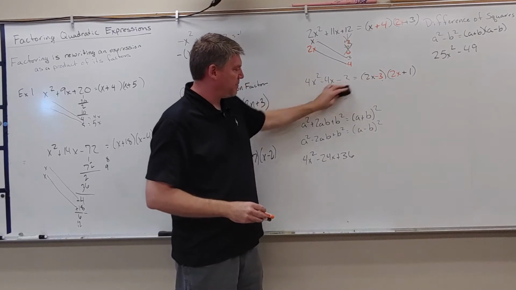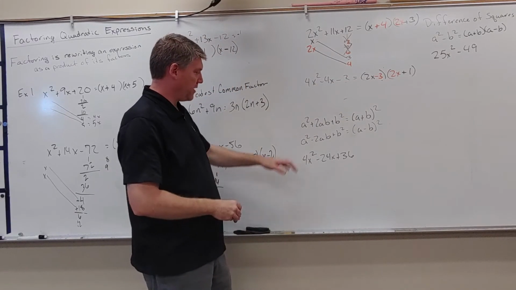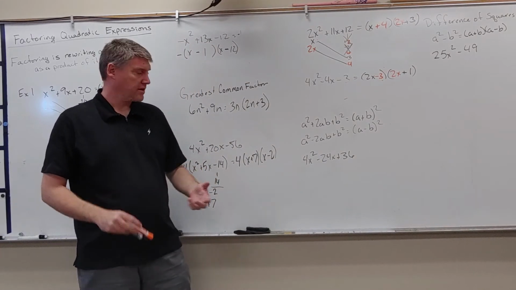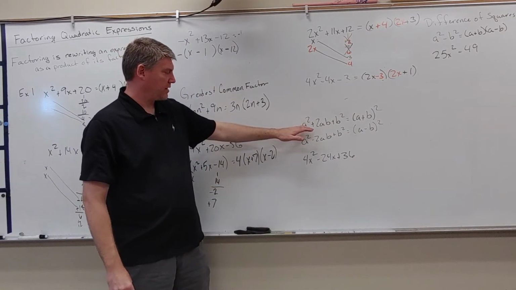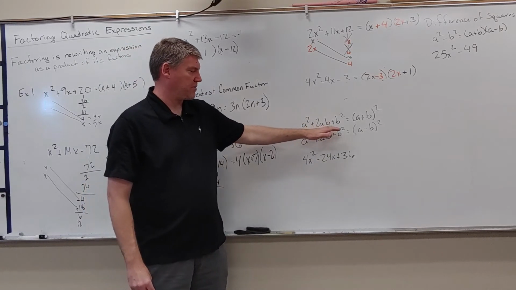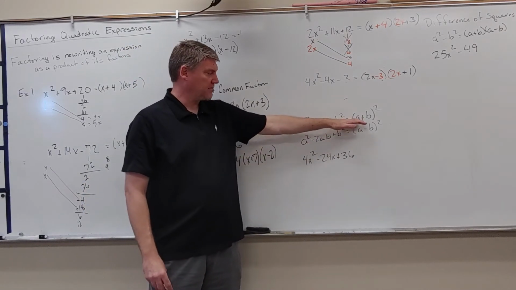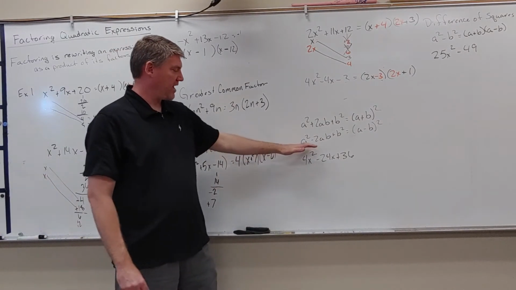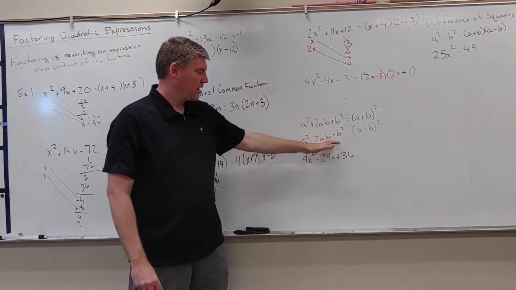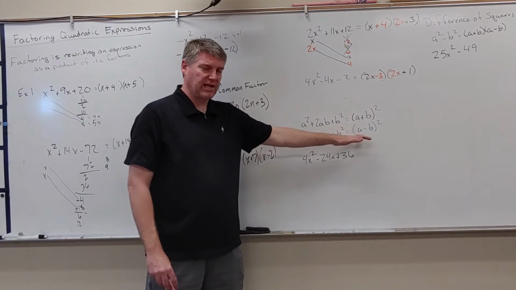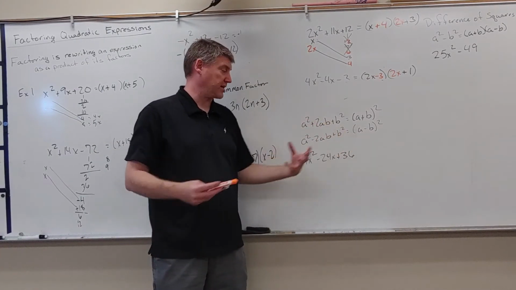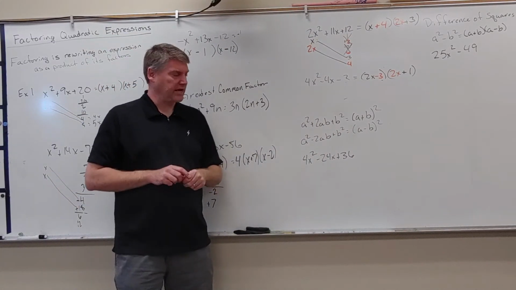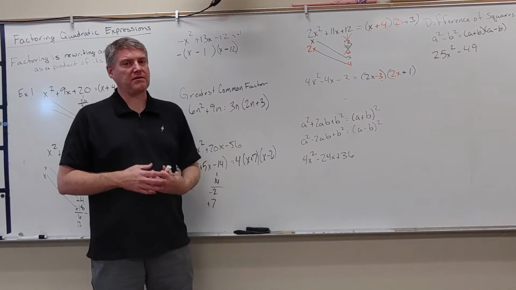Now, we have some special cases, okay? So we have this special case that's called perfect squares. So if I ever end up with a squared plus 2ab plus b squared, that's going to factor into quantity a plus b quantity squared. And if I have a squared minus 2ab plus b squared, that's going to factor into a minus b quantity squared. So some of you guys are like, well, that's kind of tough to see. It can be.